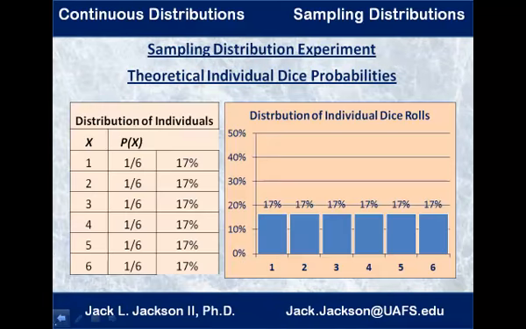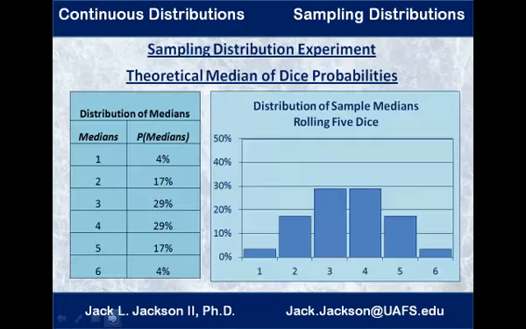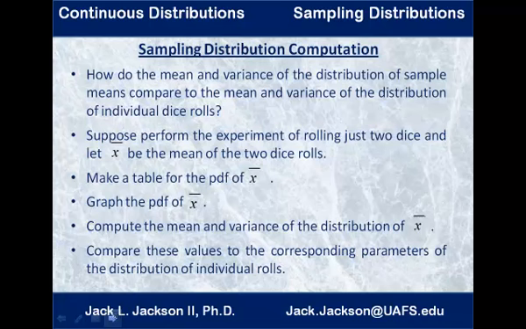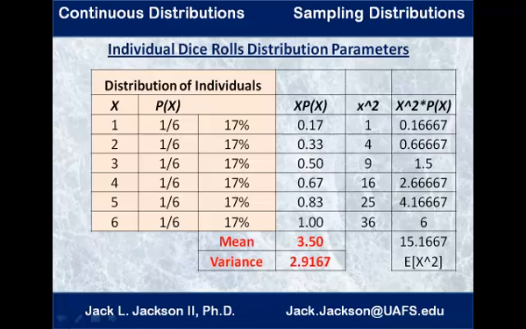There's the theoretical probability for the individuals. They are all bars the same height, and they have probability 1/6. Here's the mean of the individuals is 3.5, and the variance is 2.9 something.